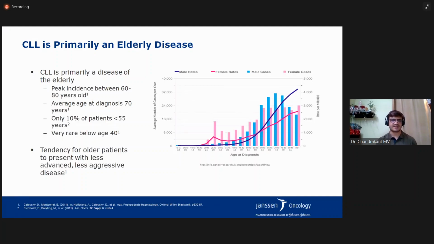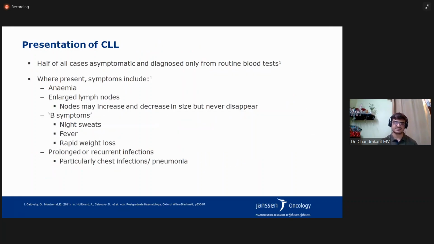So CLL is primarily an elderly disease. However, in our setting, we see younger CLLs in the Indian setting. The peak incidence is around 70 years. Only 10% of patients present at less than 55 years, and it is very rare under 40 years. So there is a tendency for older adults to present with less advanced and less aggressive disease.